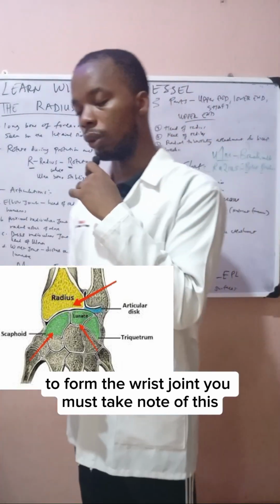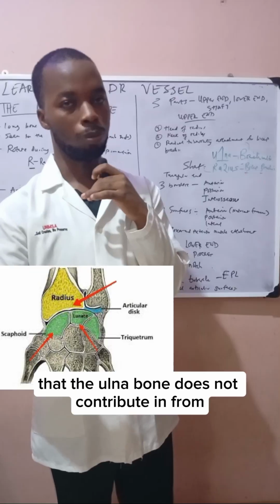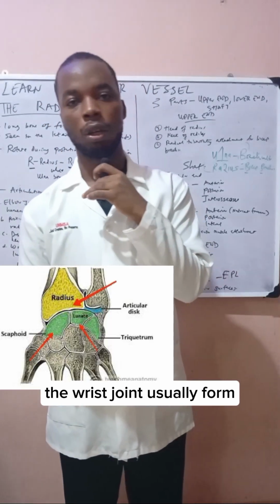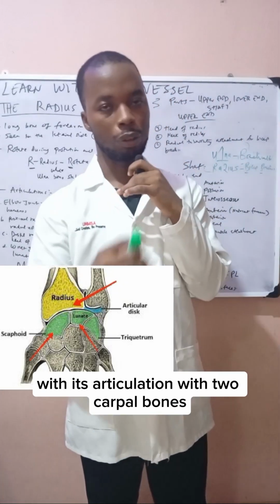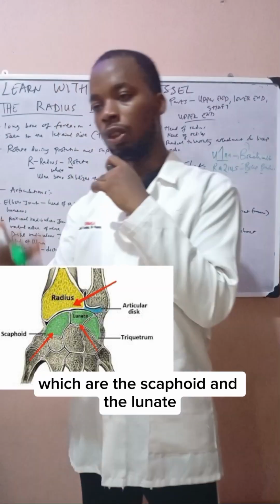You must take note of this, that the ulnar bone does not contribute in the formation of the wrist joint. The wrist joint is usually formed from the distal end of the radius with its articulation with two carpal bones, which are the scaphoid and the lunate.